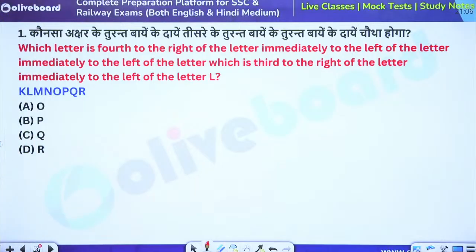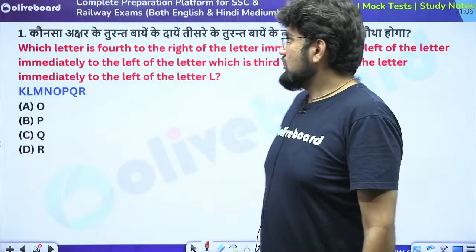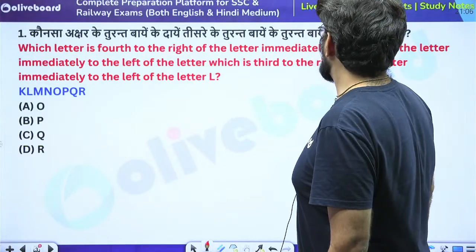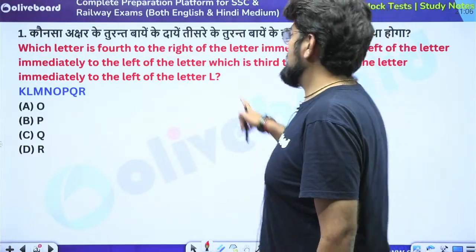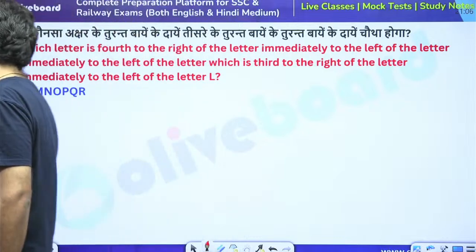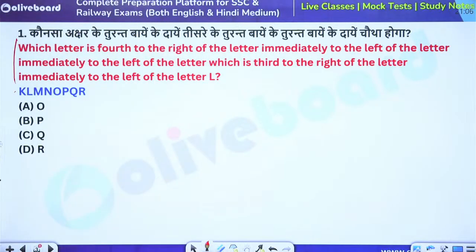Let's start with the first question. Which letter is 4 to the right of the letter, immediately to the left of the letter, immediately to the left of the letter, which is third to the right of the letter, immediately to the left of the letter L. Read this completely in this sequence. So, left of the letter L, we have K. Now, third to the right of this. So, 1, 2, 3, we have N. Immediately to its left, we have M. Immediately to its left again, we have L. And fourth to its right, so 1, 2, 3, 4. So P will be my correct answer.